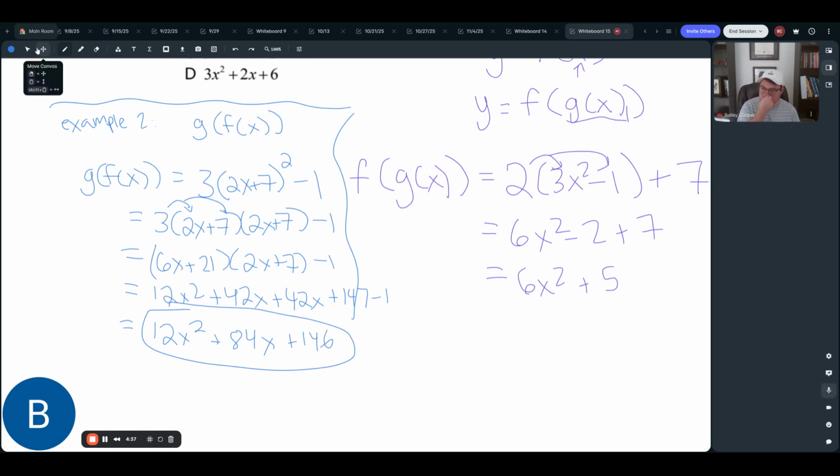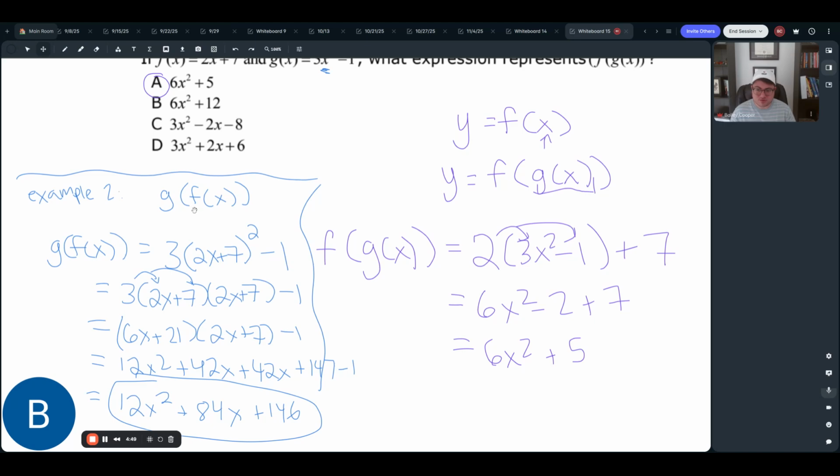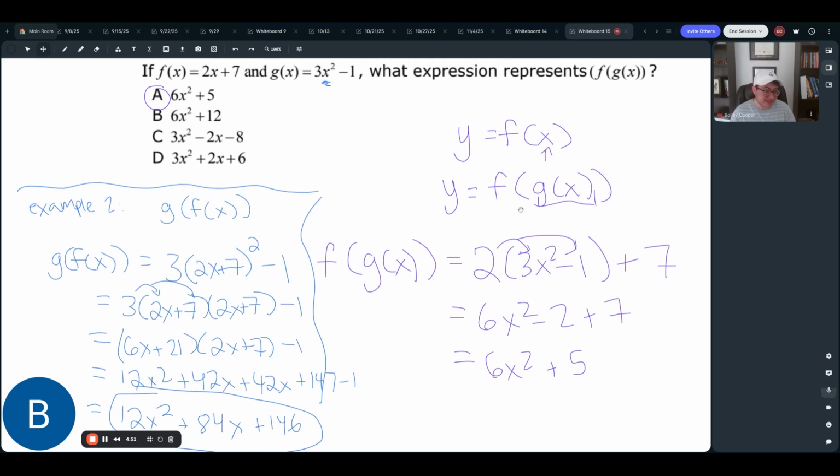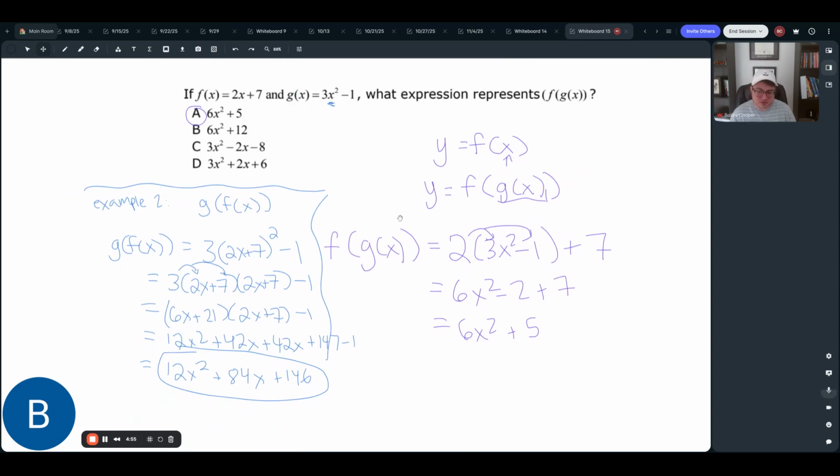So yeah, it really is just replacing the x in one of the equations with the value of the other, the entire expression represented by the other. Just make sure order matters here. So as you can see, we get different answers when we do g of f of x as opposed to f of g of x. So just make sure that you're using the correct order there as well in your problems.